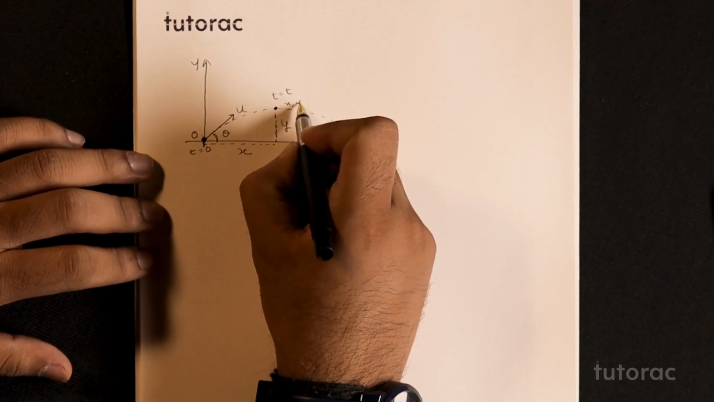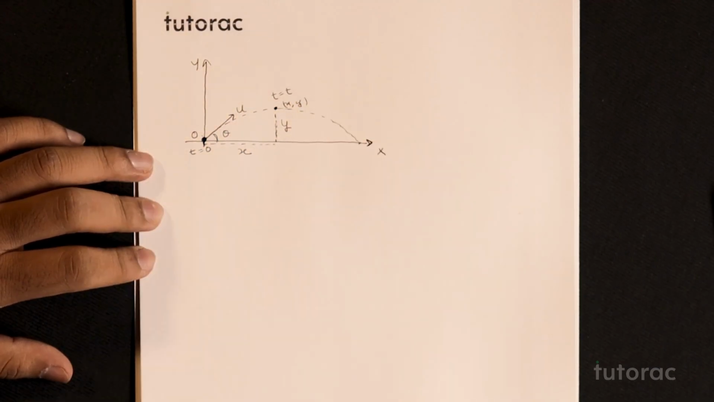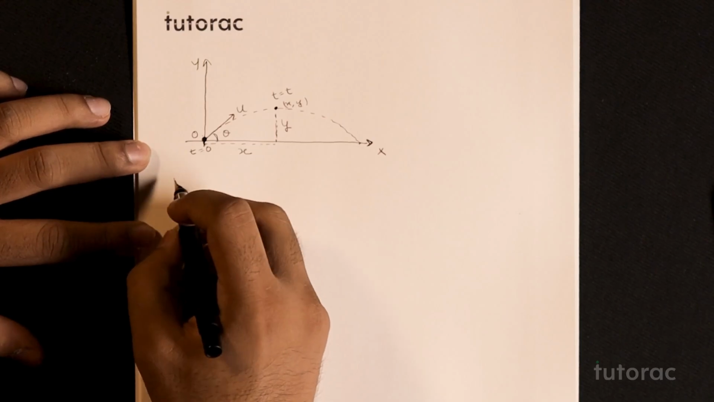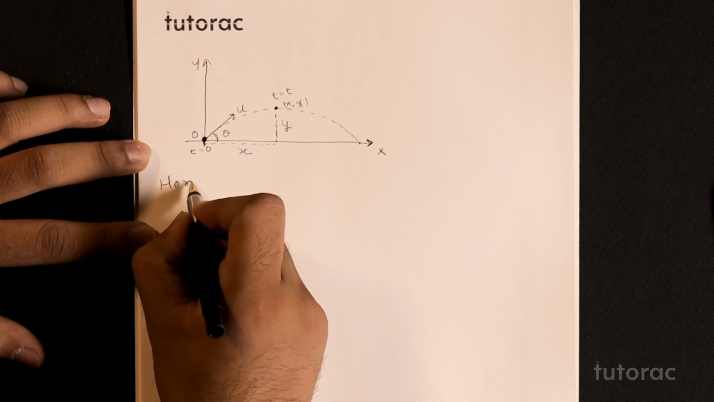As we already know, the motion of the particle along the vertical direction is uniformly accelerated motion, and the motion of the particle along the horizontal direction is uniform motion. So we can use the equations of these two motions to find the equation of trajectory. In the equation of trajectory, basically we are aiming to find a relation, an equation between x and y. Let's first talk about the horizontal direction.